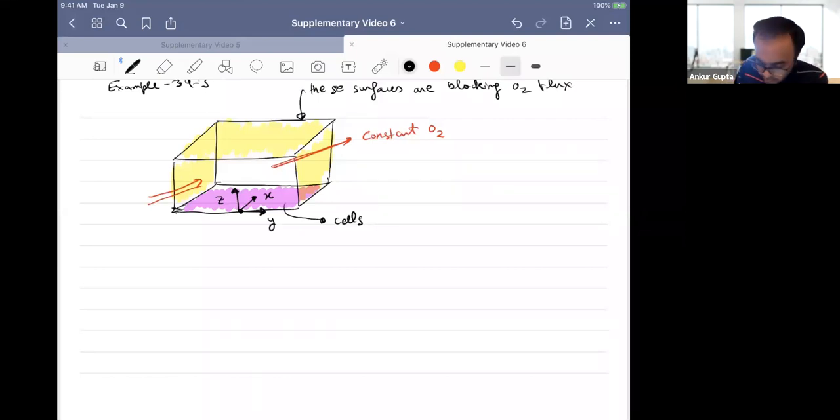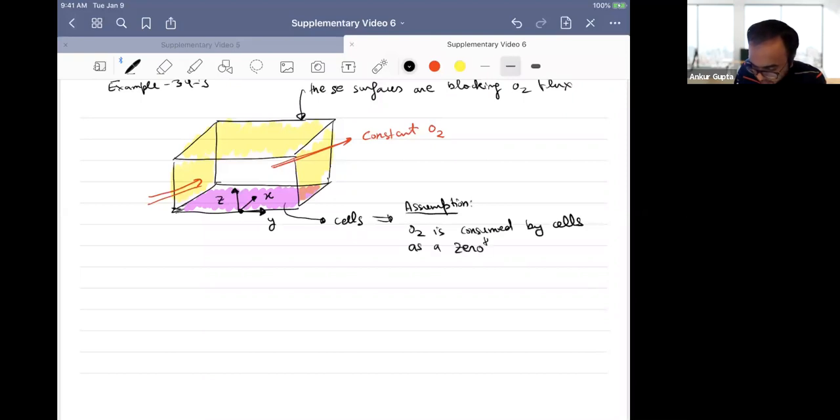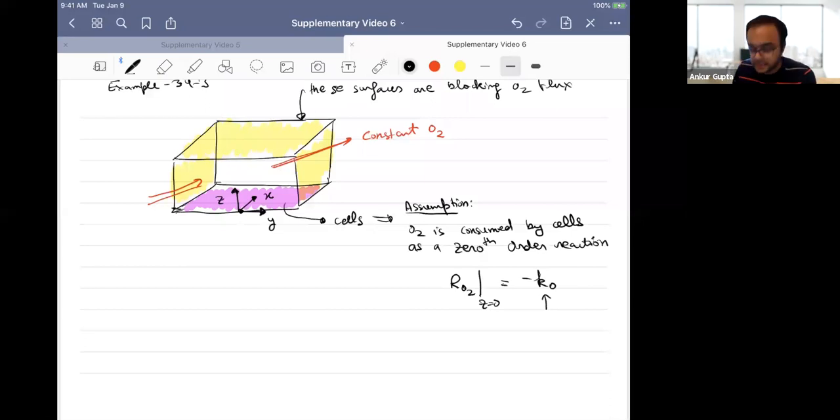This is an assumption that the paper makes, and it's a pretty reasonable assumption, that oxygen is consumed by cells as a 0th order reaction. They call R of oxygen at the surface at z equal to 0 essentially simply minus k naught, which is the 0th order reaction rate.